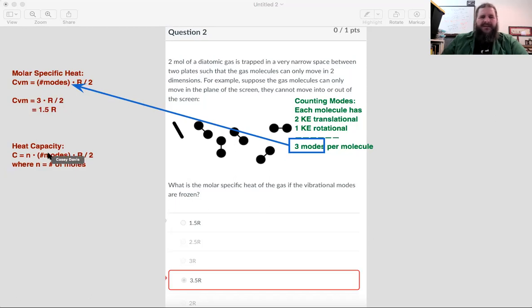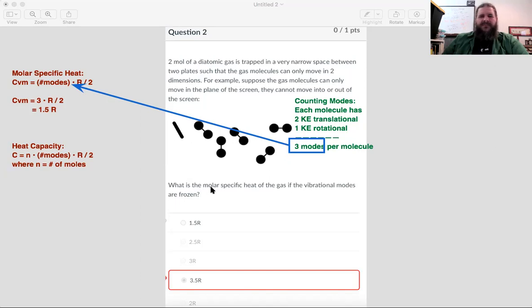If you then wanted to find the heat capacity, which isn't what this problem is asking for, but if you did want to find the heat capacity, you'd multiply the molar specific heat, which is the heat capacity of 1 mole, times the number of moles, which would be 2 moles. So 1.5 R times 2 moles would be 3 R, and that would be the heat capacity of the entire sample. But this one's just asking for the molar specific heat, which means we're focusing on just 1 standardized mole.